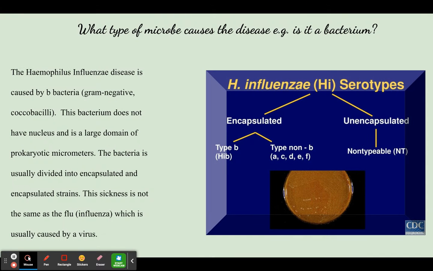What type of microbe can cause the disease, and is it a bacteria? Haemophilus influenzae disease is caused by a gram-negative coccobacillus bacteria. This bacteria does not have a nucleus, so it belongs to the prokaryotic microbes. The bacteria is usually divided into encapsulated and non-encapsulated strains. It is not the same as the flu influenza, which is usually caused by a virus. So H. influenzae is a bacteria.